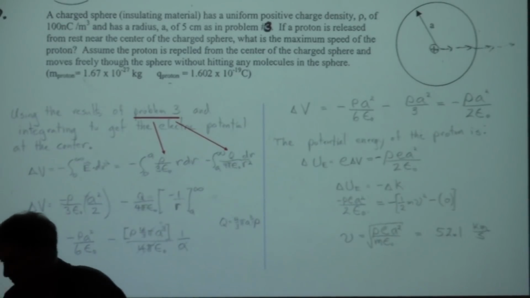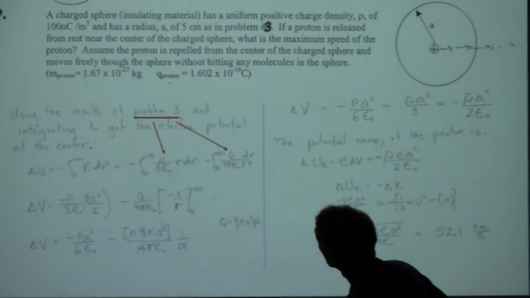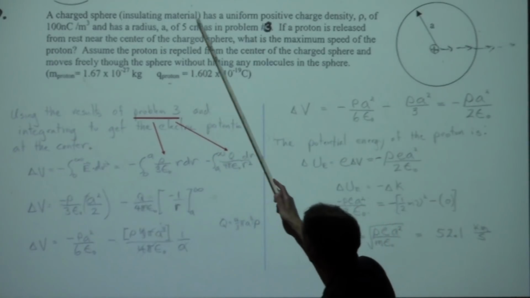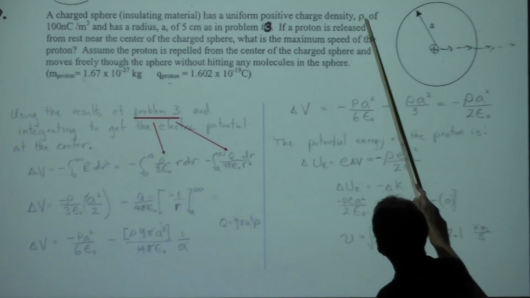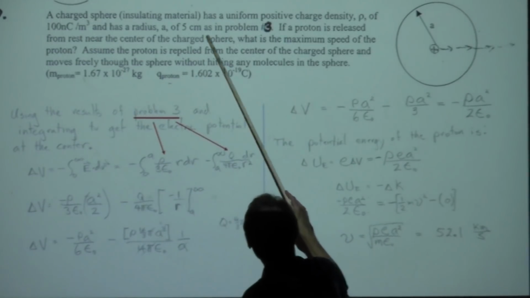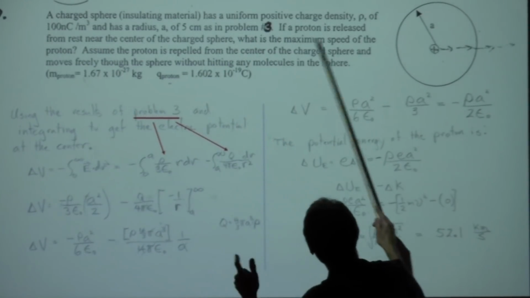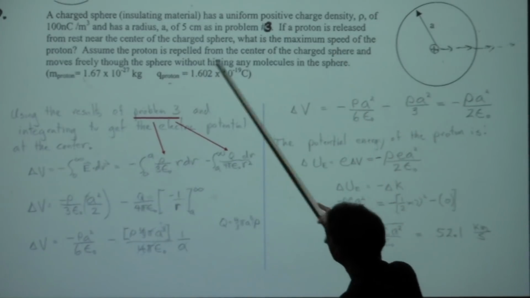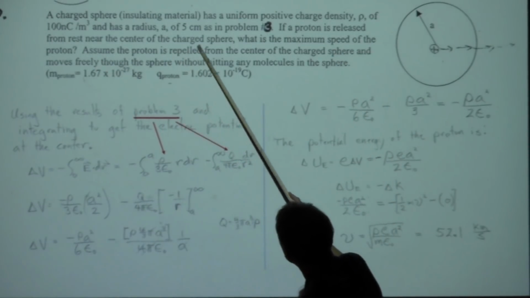Okay, this is similar to problem 3 we did earlier. A charged sphere of insulating material has a positive charge density rho. Okay, it's going to be uniform, and it has a radius. Okay, you can read this. If a proton is released from rest near the center of the charged sphere.